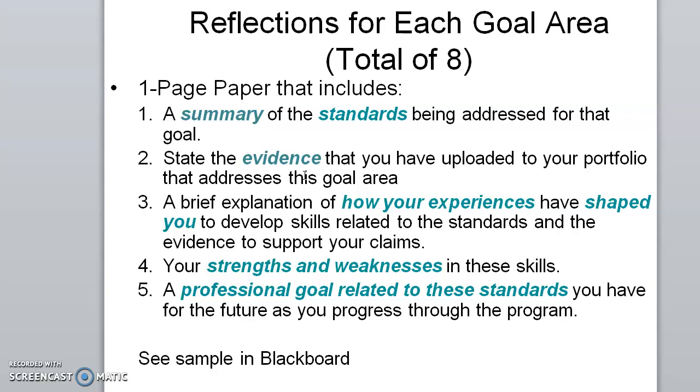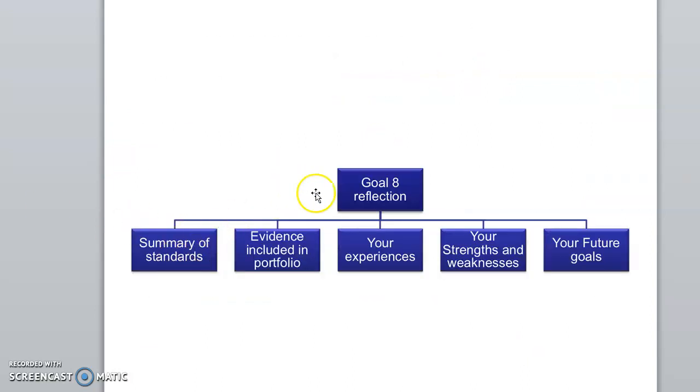And then you're going to talk about how you're going to address those strengths and weaknesses, how you're going to improve on the weaknesses, and so on. We'll be looking for that. And then a professional goal related to these standards. So what do you want to do in the future to get better at this standard? And that's how you're going to write your goal reflection. Basically, they're broken down like this. You'll take the goal reflection, you'll talk about the summary of standards, the evidence that you've included in your portfolio, your personal experiences, your strengths and weaknesses, and your future goals. It's basically just outlined like that.